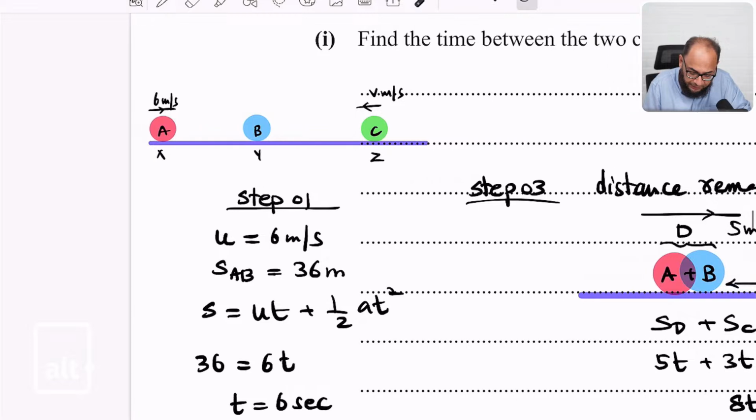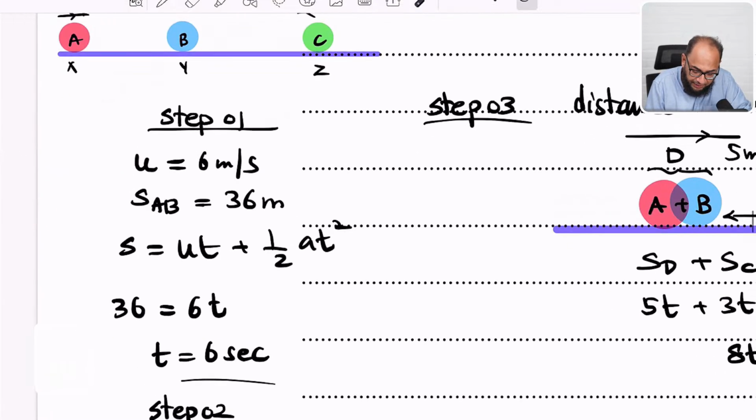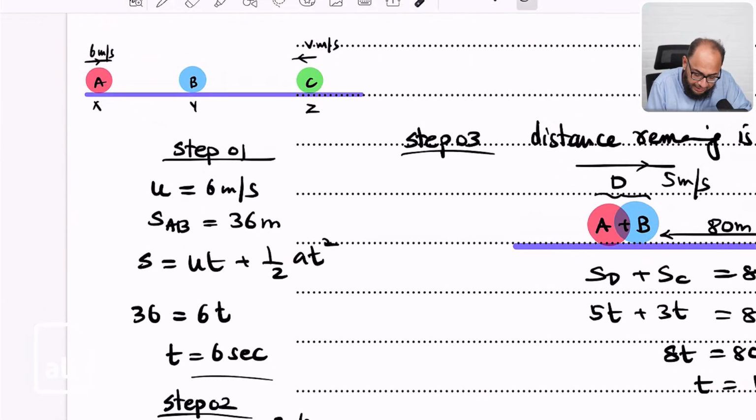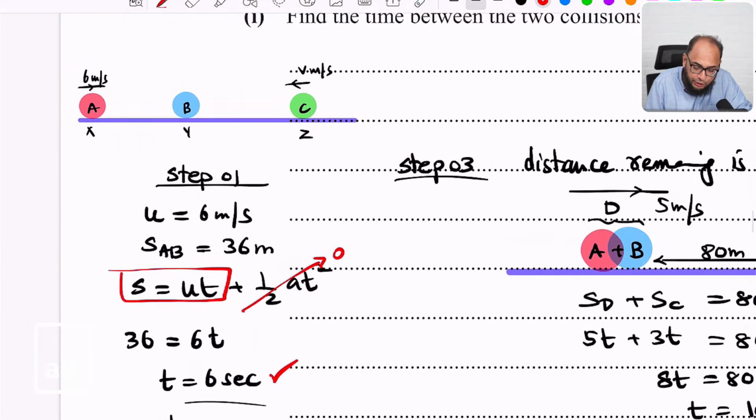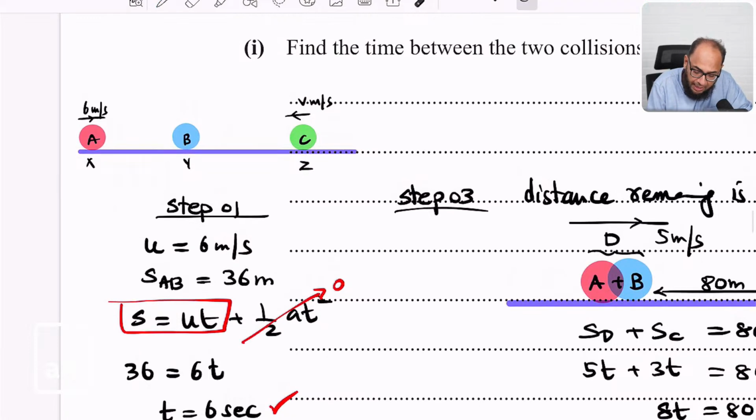Step 1: it's traveling at a constant speed of 6 meters per second. The distance is 36. 36 divided by 6 comes out to be 6 seconds. I have written the full formula, s equals ut plus half at squared, but since acceleration is 0, this part is 0. So we are left with s equals ut, and we get 6 seconds before A and B coalesce.